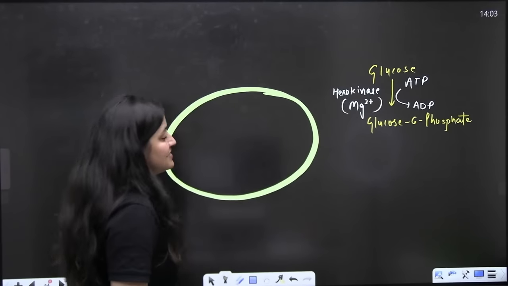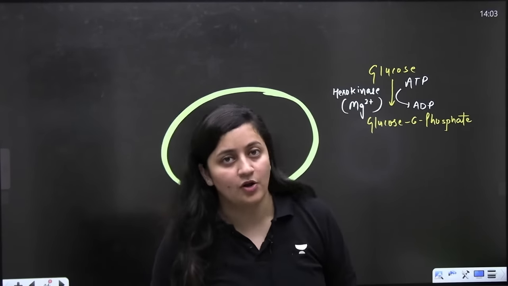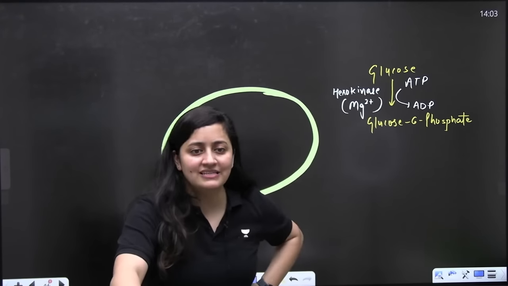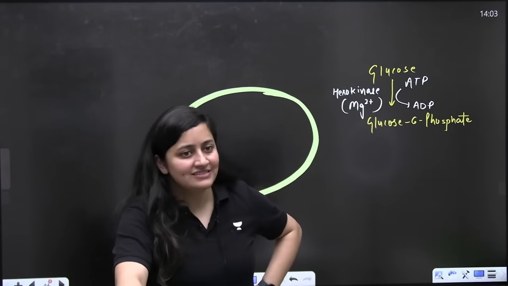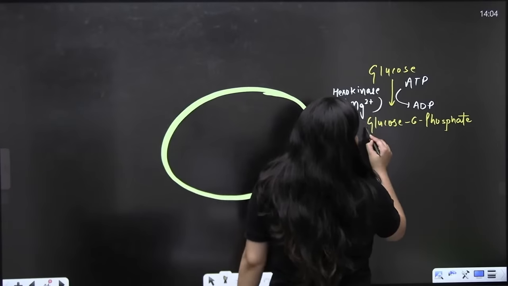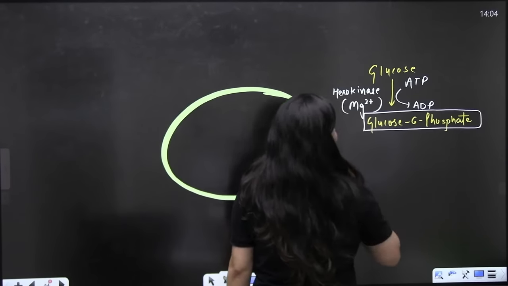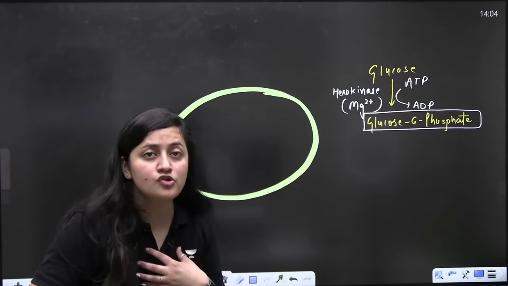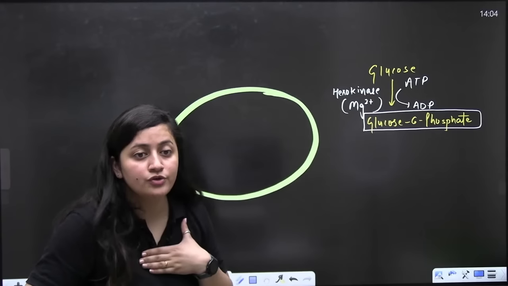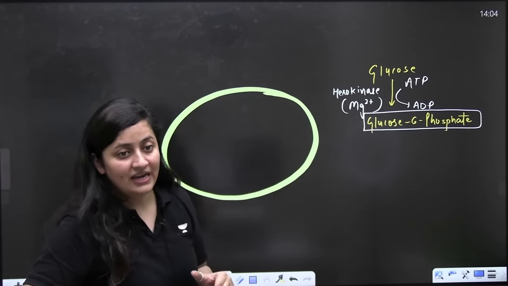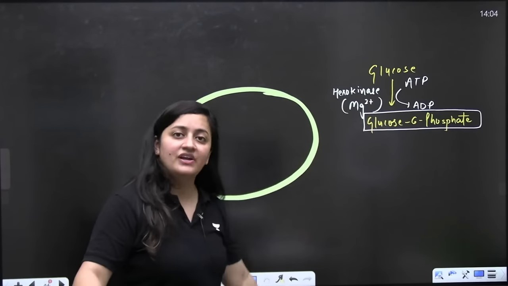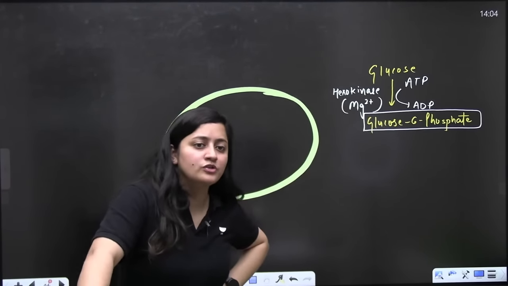Now, my question was that whenever we go to the hospital, the doctor used to give us glucose, and that glucose will be used to release the energy, isn't it? But when that glucose is converted to glucose 6-phosphate, we are going to use ATP, and ATP will form ADP. So why can't the doctor just give us glucose 6-phosphate? It is going to save our ATP, it is going to save our energy.